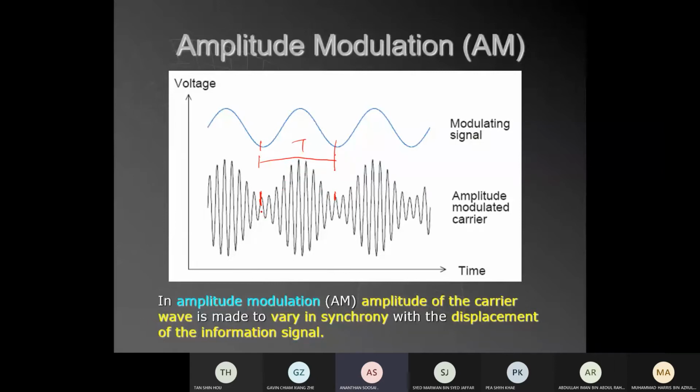You have a shorter period and a longer period. This is T1, this is T2. T1 goes for the period of the signal. T2 goes for the period of the carrier. T2 is the period of the carrier, the small one.